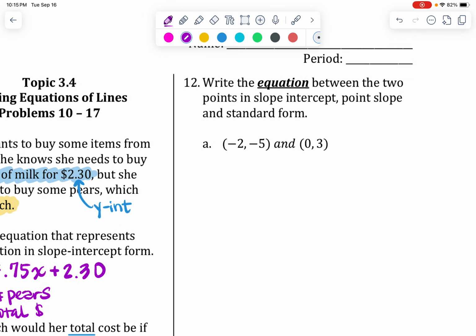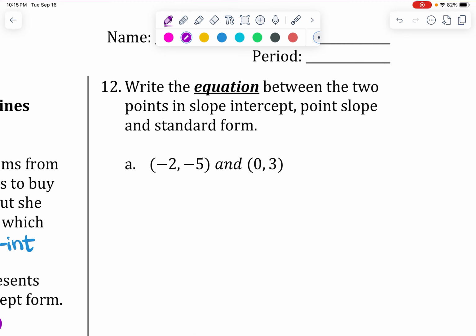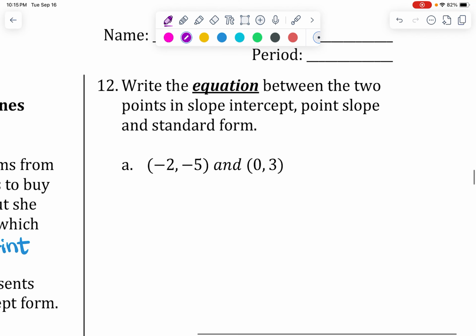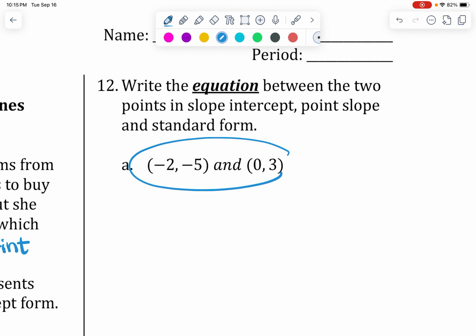All right, so here we go. Question number 12. Write the equation, oh my gosh, in all 3 forms. Awesome. Well, clearly if I have 2 points, I have to find slope first. I don't have a choice, because slope-intercept and point-slope both require slope. We've already done this. This is just putting together everything we've been doing this entire time.